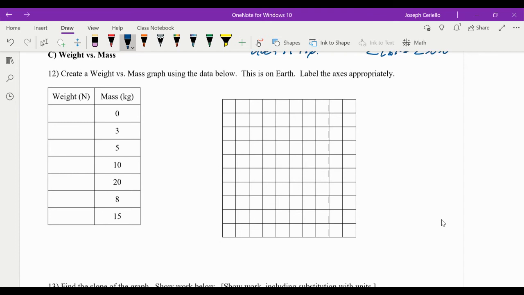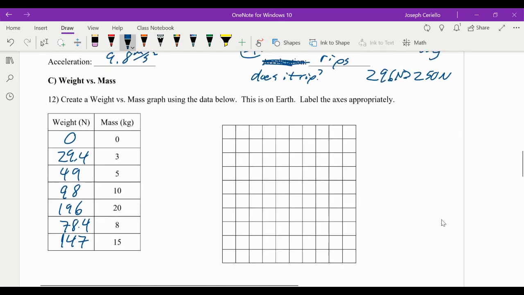So 0 times 9.8 is 0. Let's see, 3 times 9.8 is 29.4. This is 49. Just do these all on your own. 98, 196. I can't do that one in my head though. 8 times 9.8, 78.4. And let's see, that's going to be 147. I think that's what it is. Okay, just kind of guess there, but I think that's right.